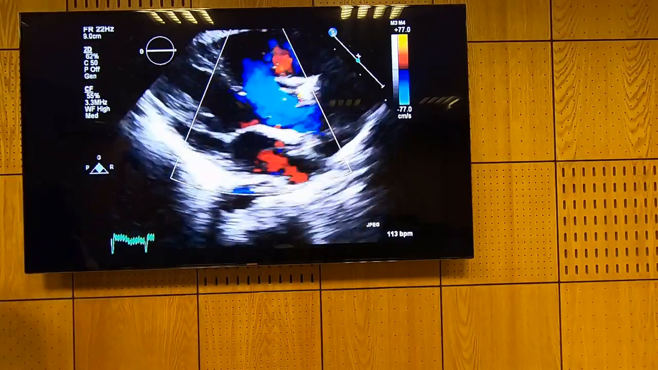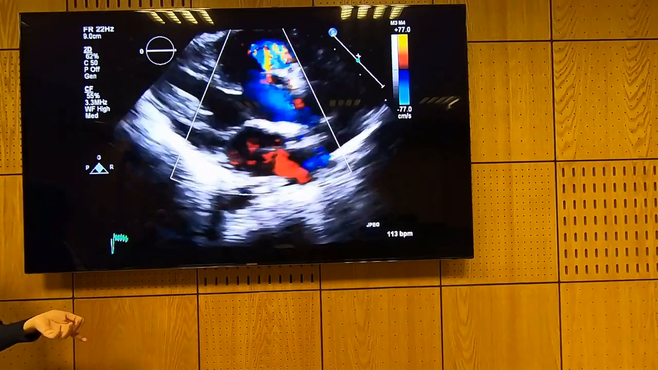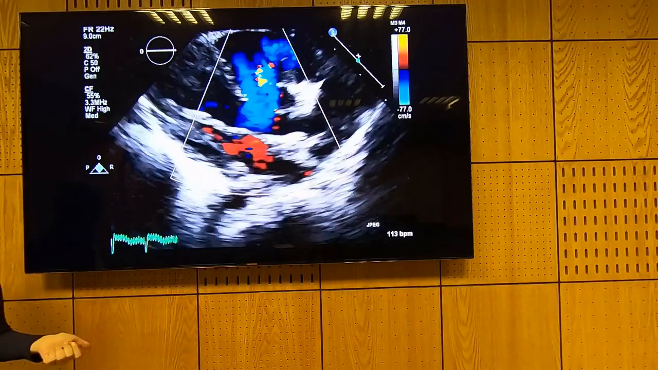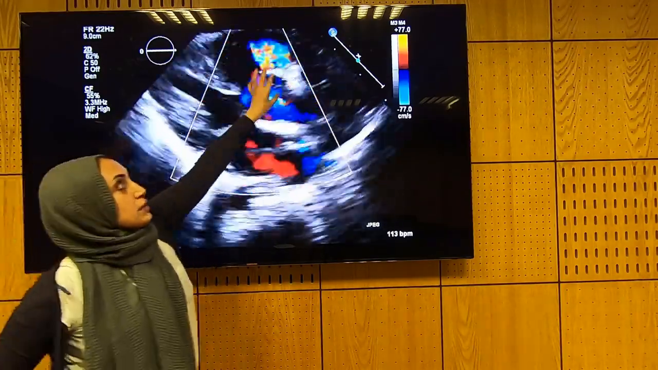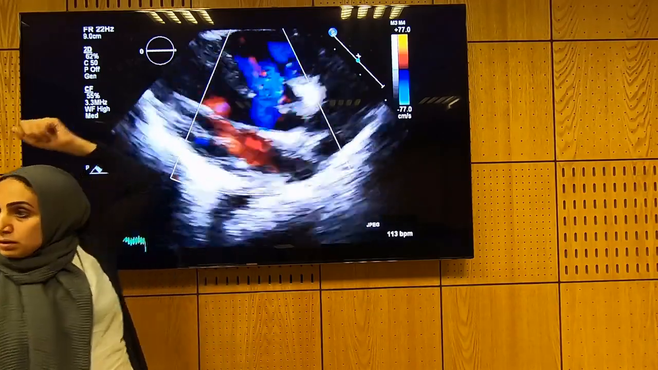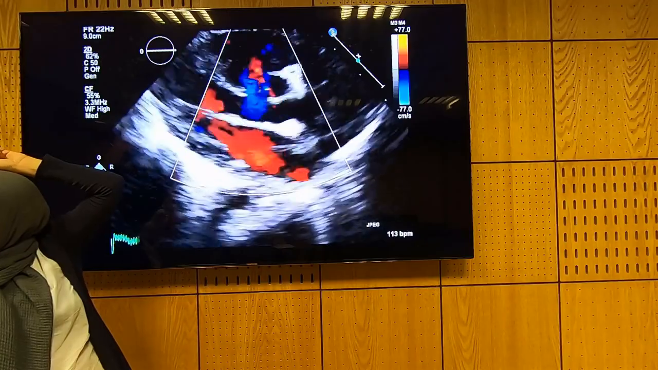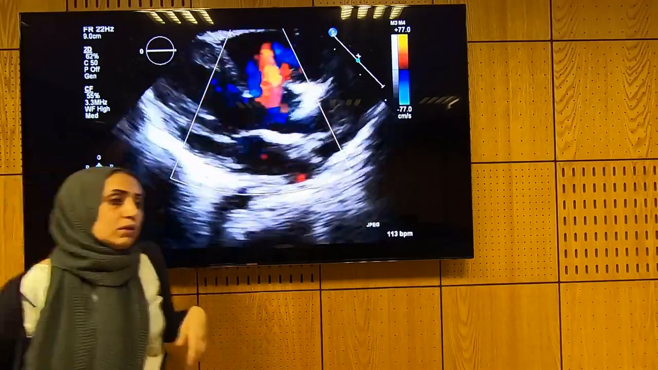Yes. Okay. And there is blood coming across this communication? Yes. And which color code? Blue. This is another elastic flow, but the flow here is blue. What does it mean? RV to the LV. It's the right to left shunt across this. Oh, this is great.